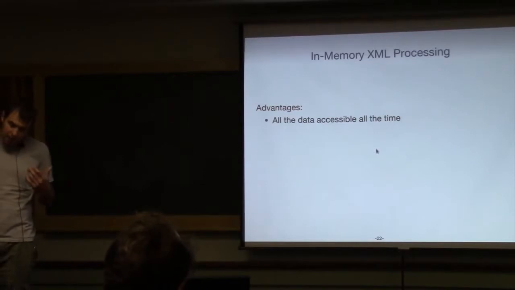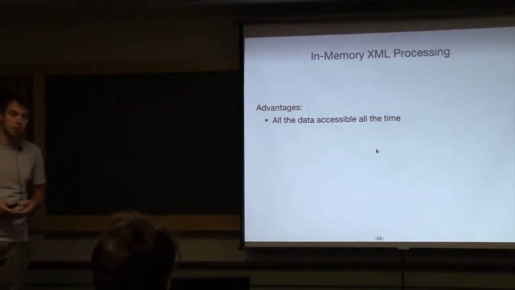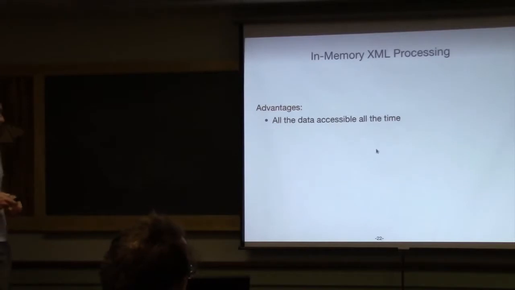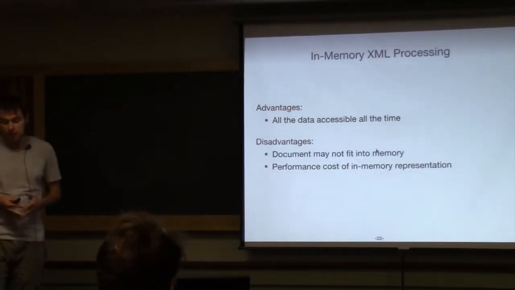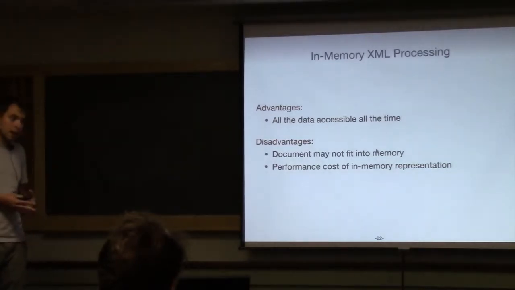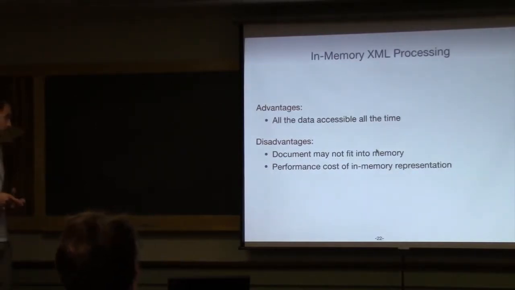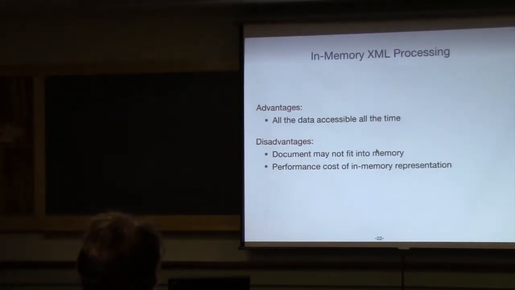The main advantage of the in-memory model is that all the data is accessible all the time. This is also the source of its main disadvantage when it comes to handling large XML documents. The in-memory representation may consume too much memory or not even fit in memory at all. Plus, there's a performance cost for building this in-memory representation.